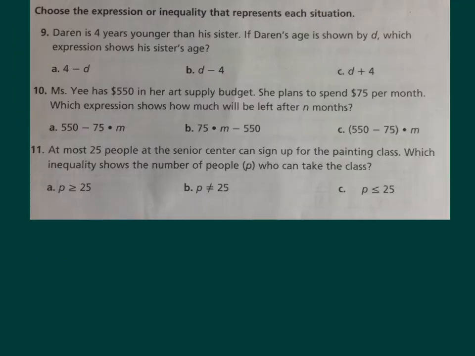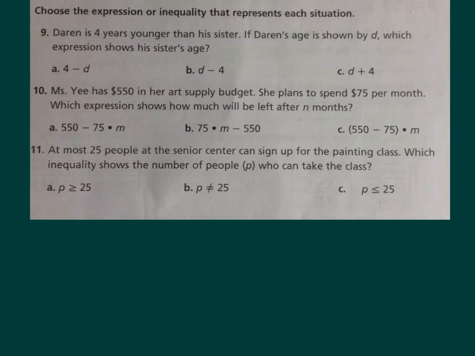9, 10, and 11 are questions that I can almost guarantee are going to be on the MCAs. All you have to do, and it usually takes me reading it through 3 times to figure it out, is to slow down. Darren is 4 years younger than his sister. If Darren's age is D, which expression shows his sister's age?